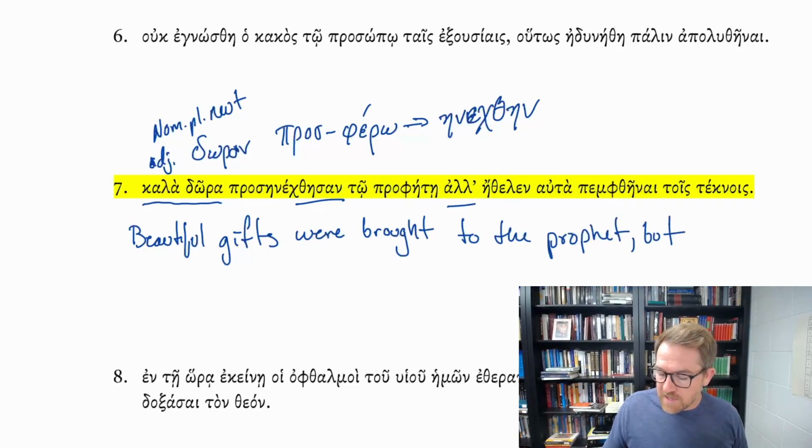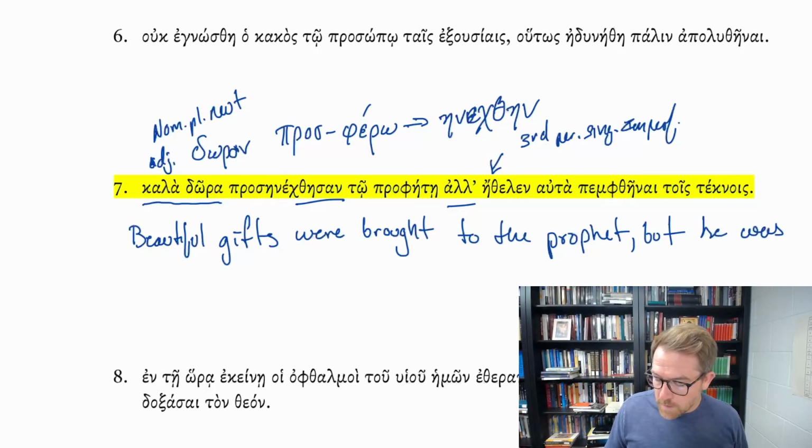but ethelen. And so we have this epsilon, or in this case eta prefix, and the epsilon prefix has got to tell us we're looking at either an imperfect or an aorist. Now, in this case, we don't have the signs of the aorist, so we're looking at an imperfect, but third person singular, imperfect active indicative, but he was wanting them.